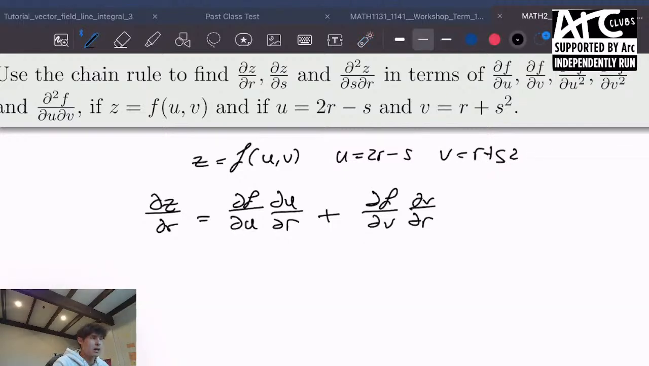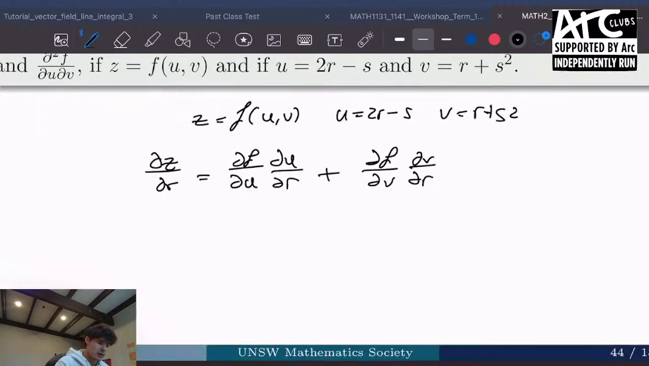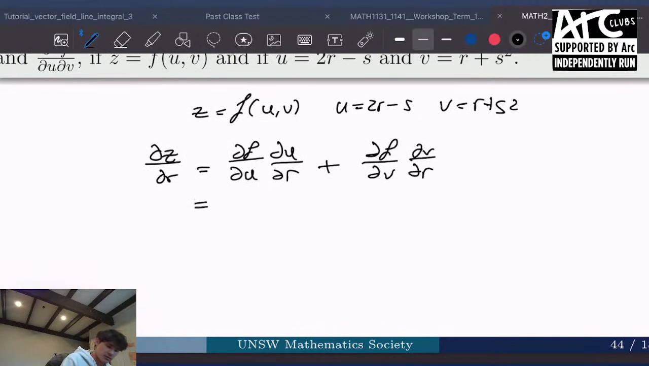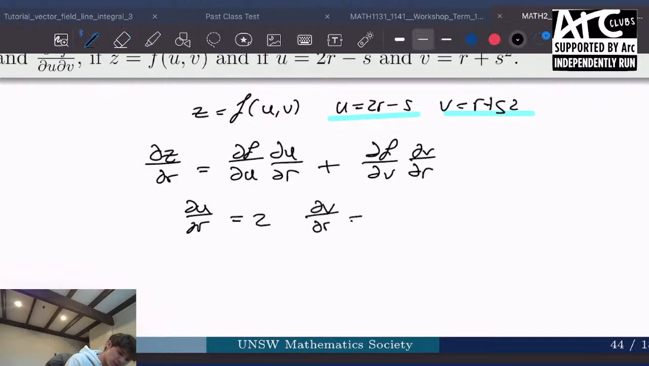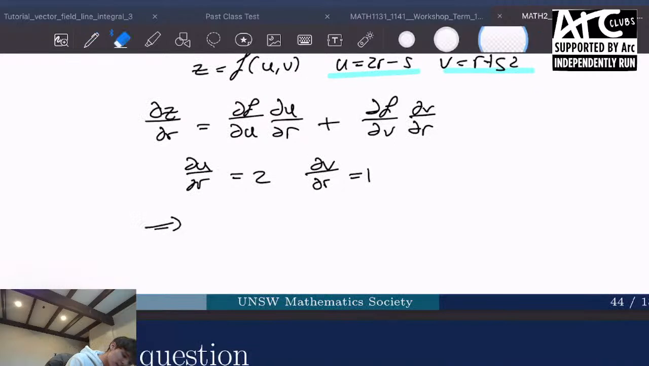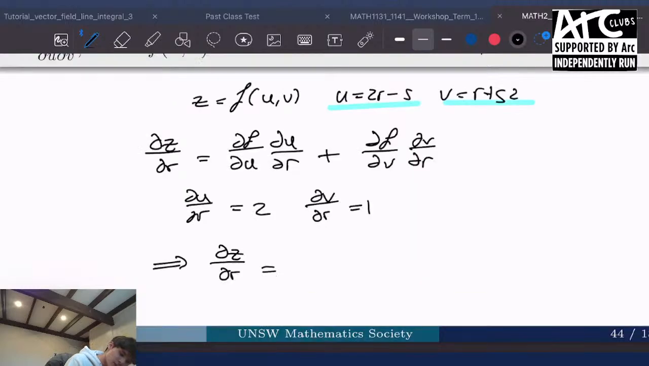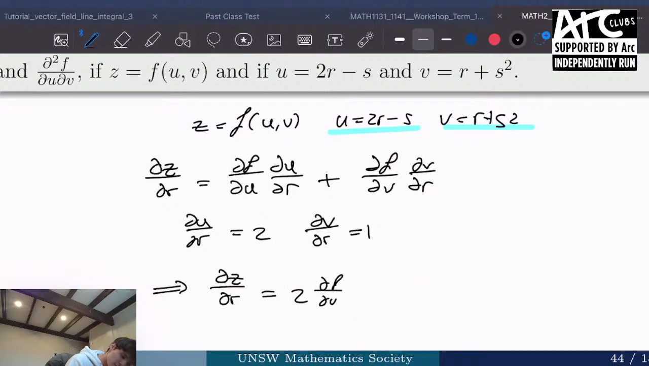Okay, so now from here, we can actually calculate du/dr because we have these expressions up here. These expressions allow us to compute these derivatives. So du/dr is just equal to 2, and dv/dr just equals 1. And that implies that dz/dr is equal to 2 df/du plus df/dv.